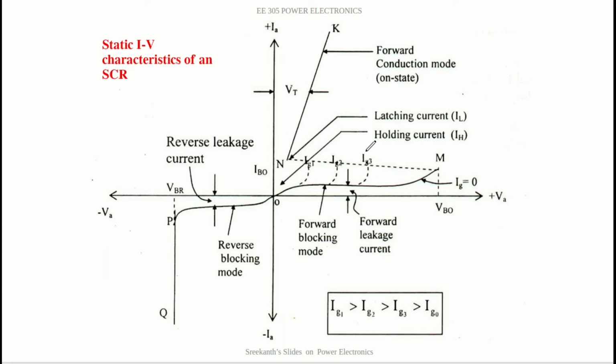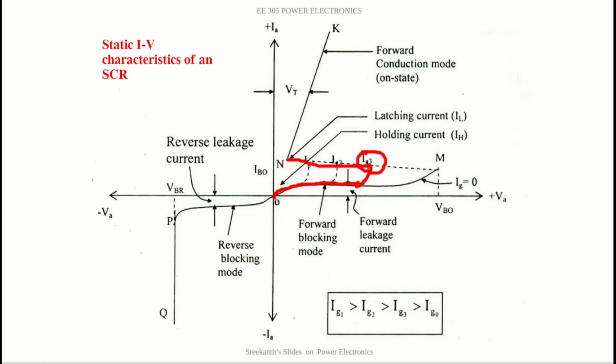So if you look into that, you see that when you apply a current IG3, and if you start increasing the voltage across the anode, that is, in the forward blocking mode, you are actually increasing the voltage across the anode. At this point, if you are applying a current IG3, it will shift to forward conduction mode. It will shift to N, and then it gets turned on. SCR gets turned on at this point.